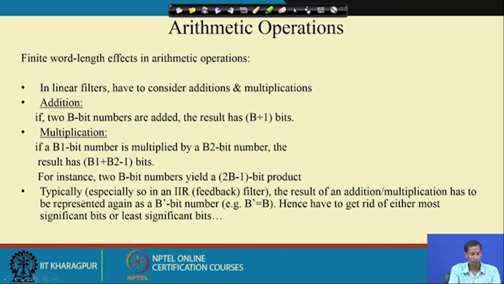Then typically, for IIR filter or FIR filter, especially for IIR filter, the result of an addition or multiplication has to be represented again as b bits. Hence, we need to get rid of either the most significant bits or the least significant bits. What does that mean? In an IIR filter, when there is feedback, whatever error I gather in this arithmetic operation will run in a loop.